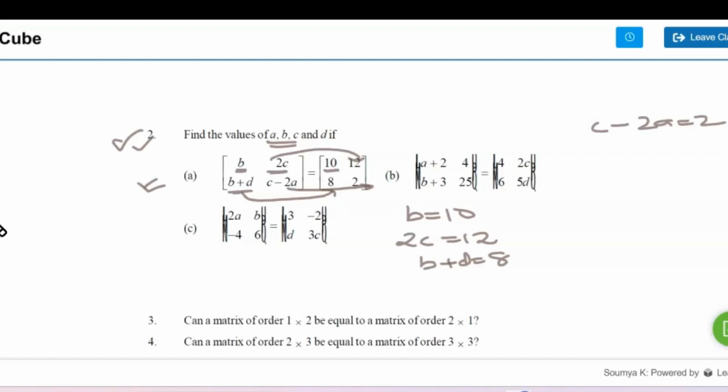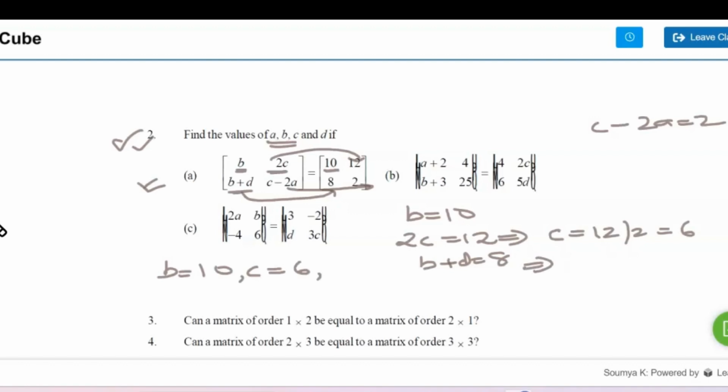So if you see here, B is equal to 10, that value of B we get from here. So I can write it here as B is equal to 10. Now if you go to the second equation, you can find that C is equal to 12 by 2, that is equal to 6. Value of C is 6 here.